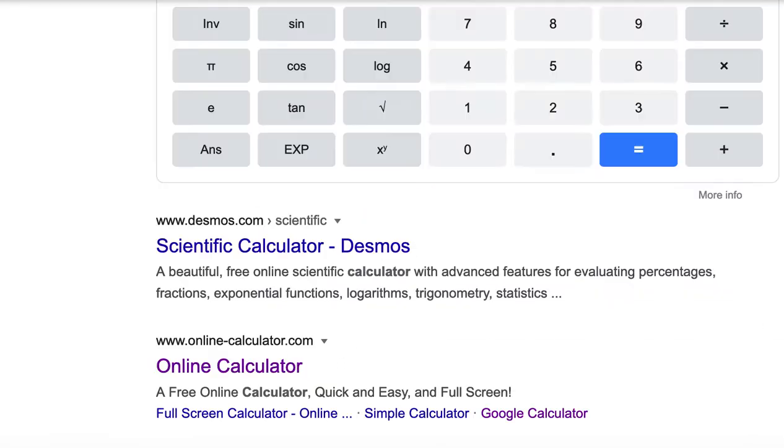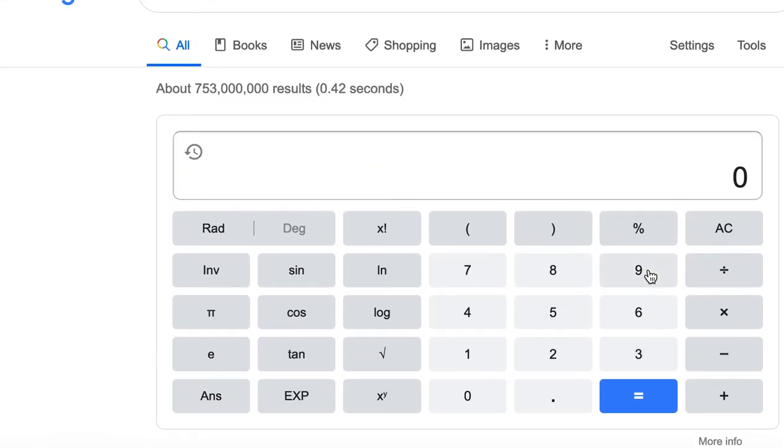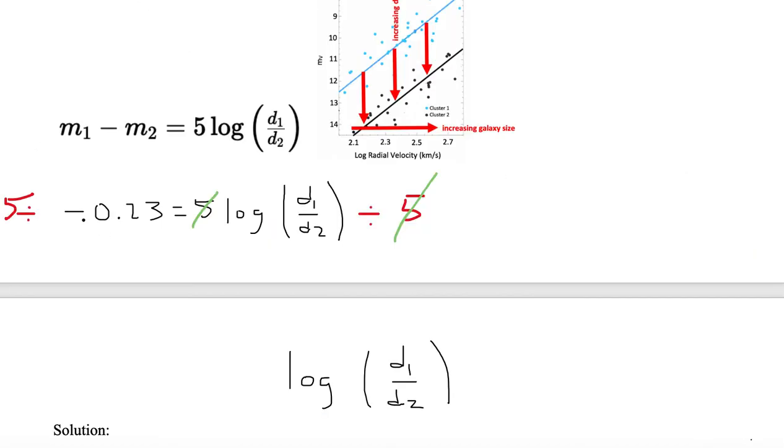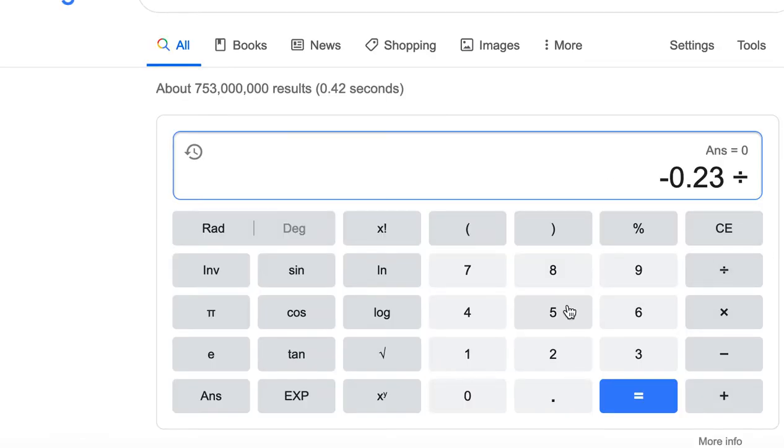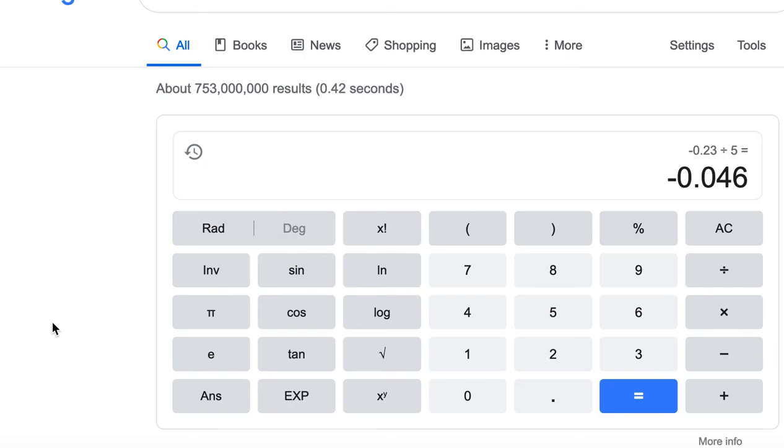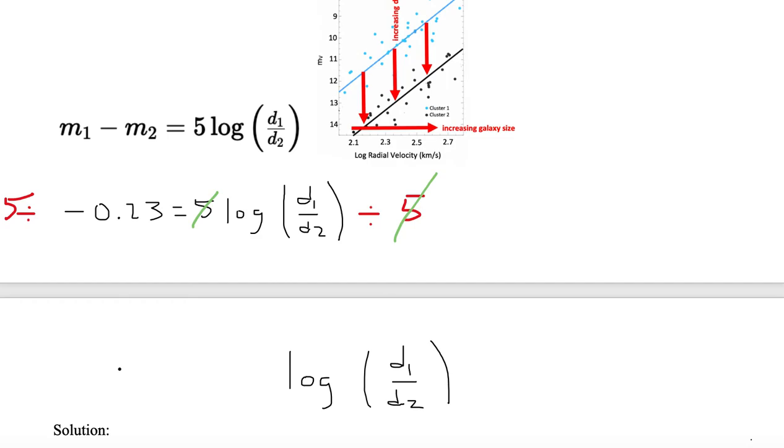So let's go ahead and plug that in. I went ahead and looked up a calculator on Google, and this is what I've got. We want to type in minus 0.23, and we want to divide that by 5. So we have minus 0.23, divide by 5, we hit equal, and we get minus 0.046. So let's put that on the left-hand side, minus 0.046. And we'll put an equal sign between the two.